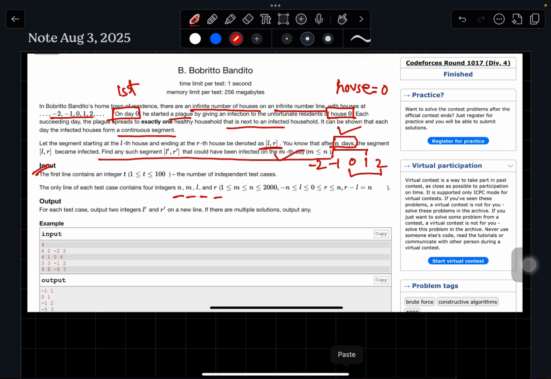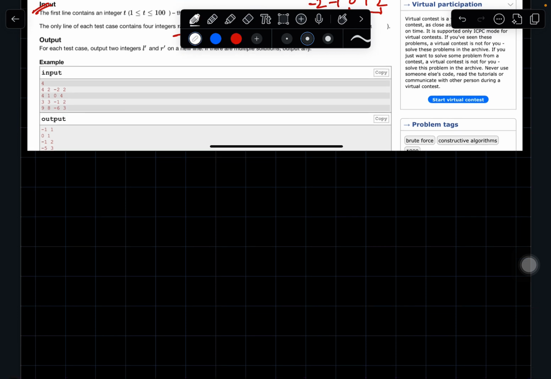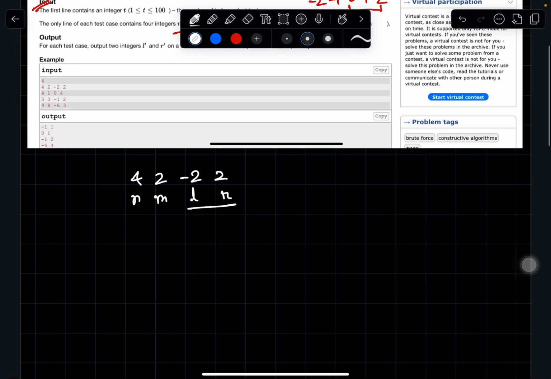continuous segment actually. So what I have to do is find any such segment L prime, R prime that could have been infected on the mth day. The value of m is given here, so I have to find the L prime and R prime values. So let's start with the test cases. For example, the first test case: 4, 2, -2 and 2. Here 4 is the value of n, 2 is the value of m, and -2 is the value of l, and 2 is the value of r. So this is the continuous segment actually.